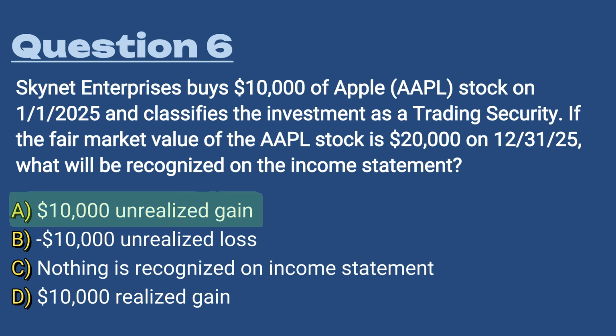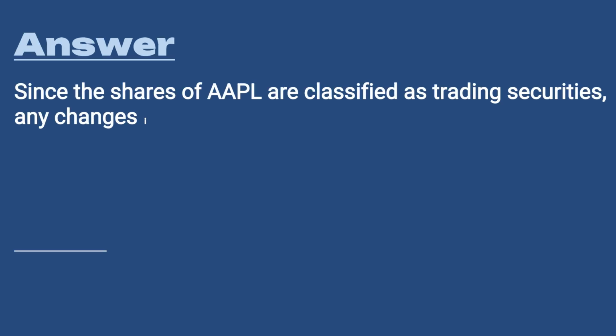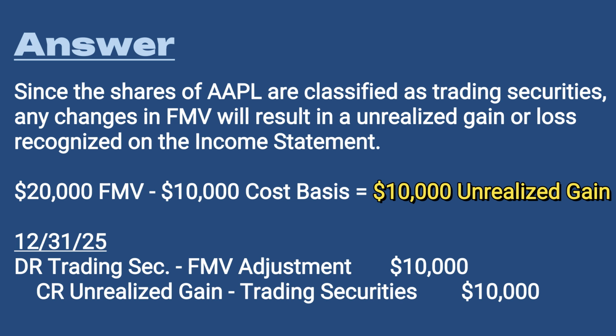The answer is A, a $10,000 unrealized gain. Since the shares of Apple are classified as trading securities, any changes in fair market value will result in an unrealized gain or loss recognized on the income statement. The math here is there's a $20,000 fair market value as of 12/31/2025, and you subtract the cost basis, $10,000, to ultimately get a $10,000 unrealized gain. Your Apple stock has increased by $10,000, and since it has increased, you're going to recognize that unrealized gain on your income statement.